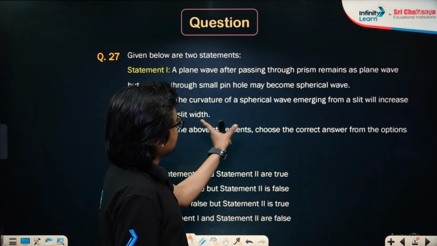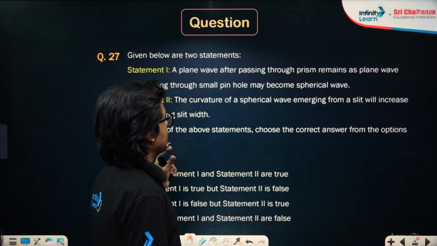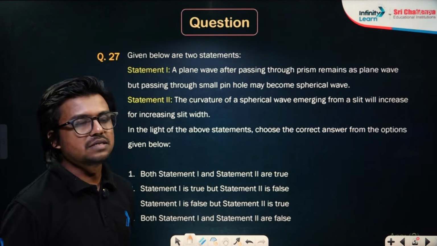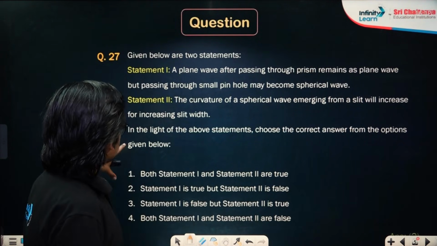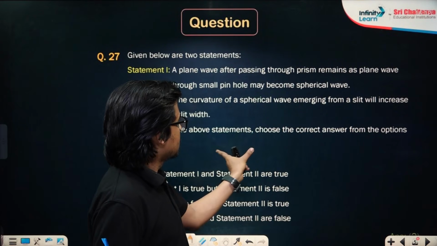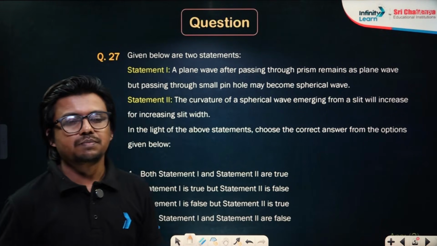Statement 2, the curvature of a spherical wave emerging from a slit will increase for increasing slit width. These are the two statements. In the light of the above statements, choose the correct answer from the options given below.